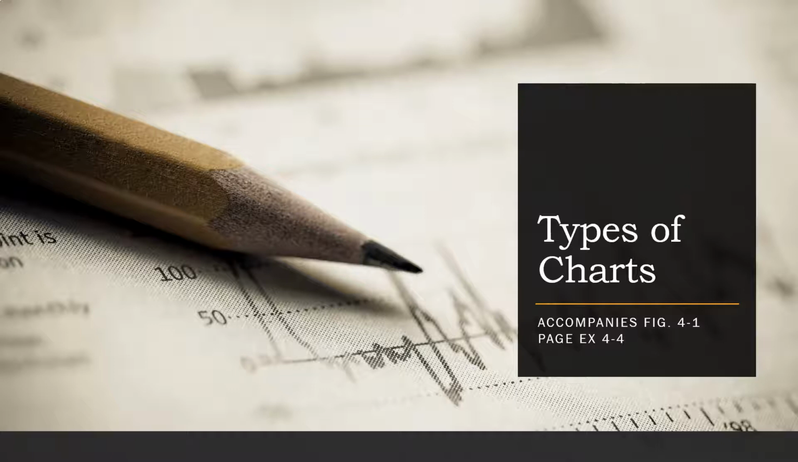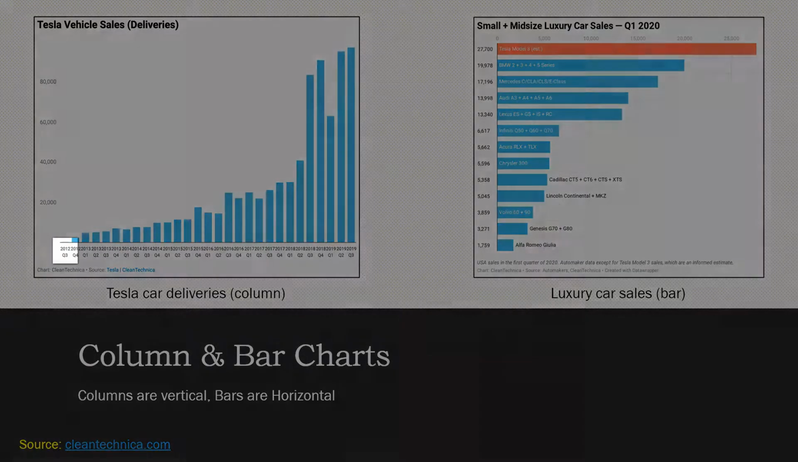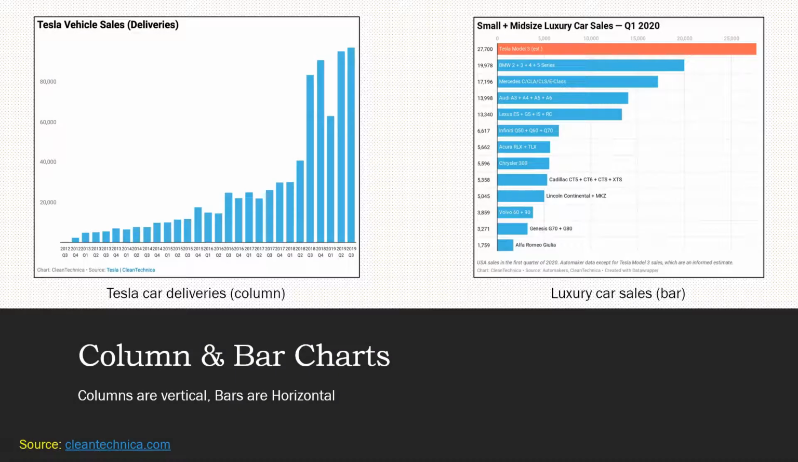But let's talk about the big ones, and let's get started with column and bar charts, one of the most commonly found types of charts anywhere. Column and bar charts are great for comparing one thing to another. Notice that on the left we have a column chart, and it's comparing quarters from quarter 3 2012 to quarter 3 2019, going sequentially in order so you can compare one quarter to the next.